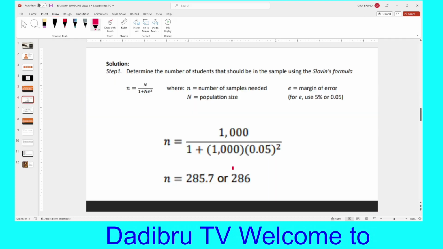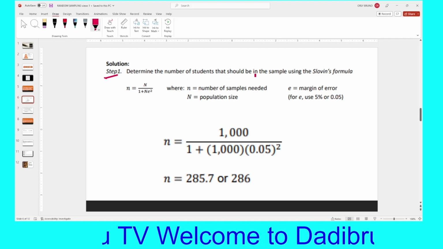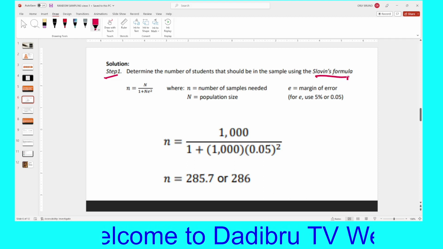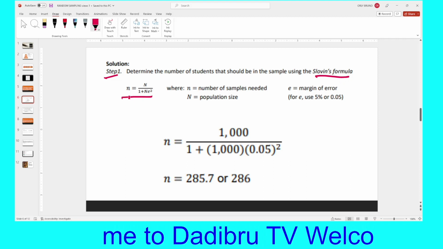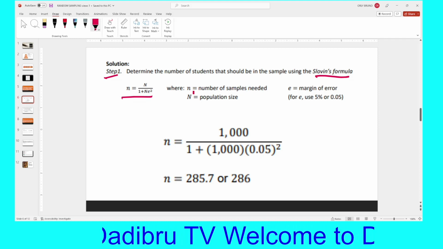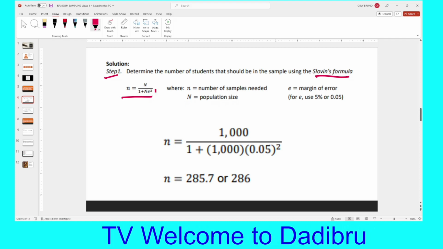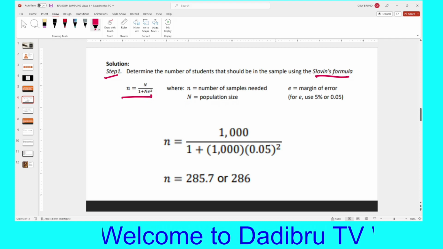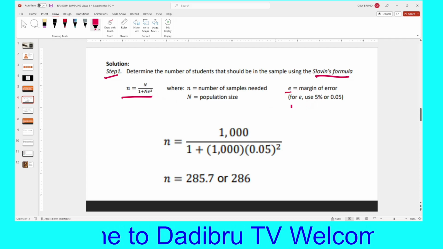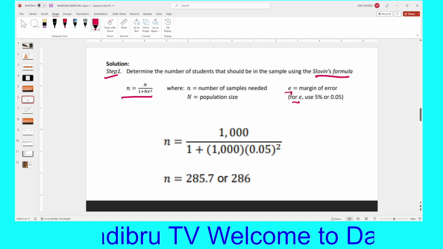Okay, step 1. Let's determine the number of students that should be in the sample using Slovin's formula. What is Slovin's formula? Slovin's formula is n equals N divided by 1 plus N times E squared, where small n is the number of samples needed and capital N is the population size. What is E, by the way? E is known as the margin of error. So for this problem, we will use 5% or 0.05 as our margin of error.